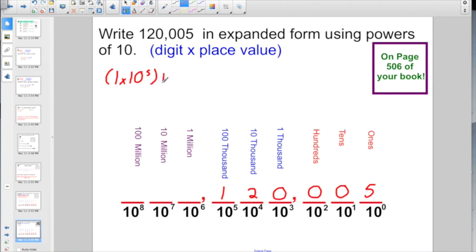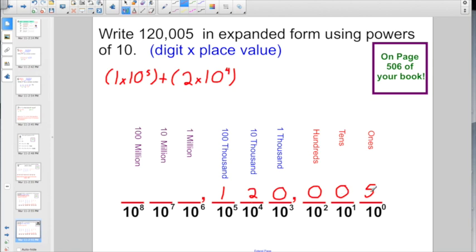Close out your parenthesis. Put in a plus sign. Start a new parenthesis. Digit times place value. The next digit I have is the 2. He is hanging out in the 10,000s place, but I don't want to write a whole 10,000. I can use a power of 10. 10 to the 4th power, because in 10,000, there's 4 zeros, aren't there? So it's going to be 10 to the 4th power. Close out your parentheses again. I have a 0. I don't have to write anything. Another 0 and another 0.